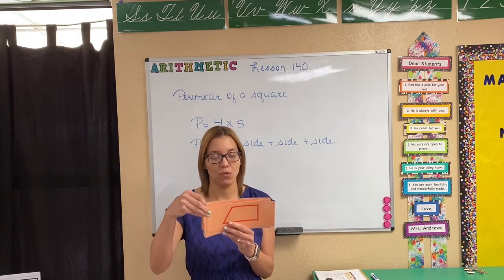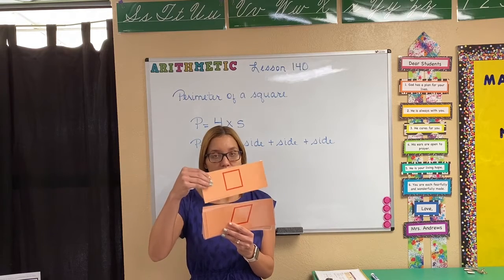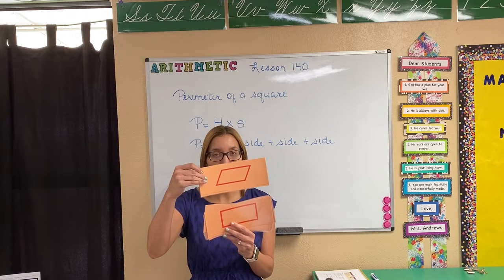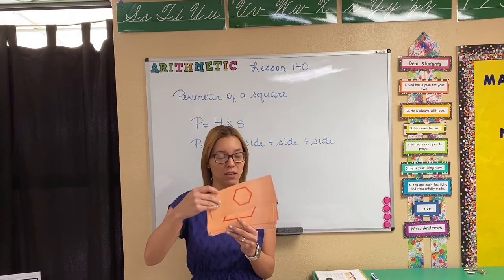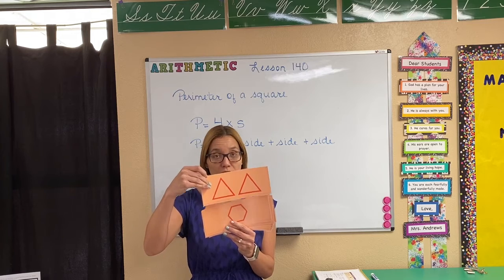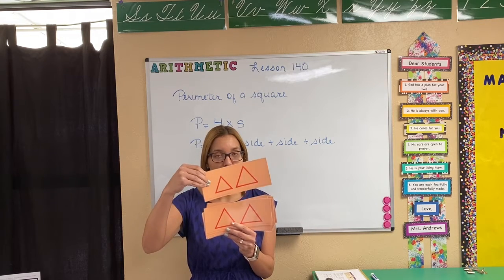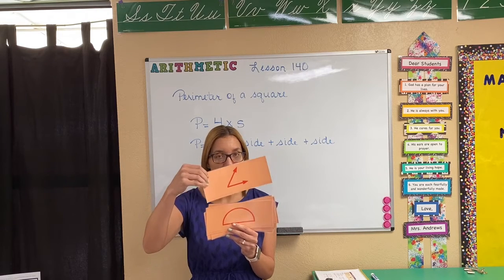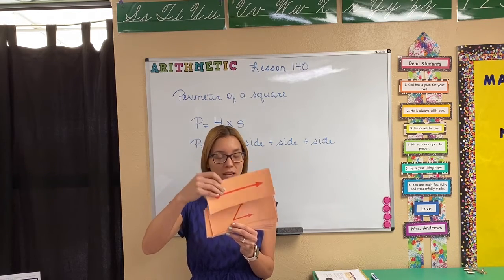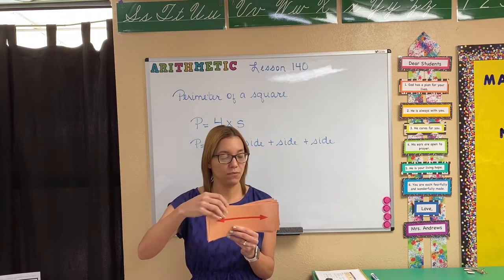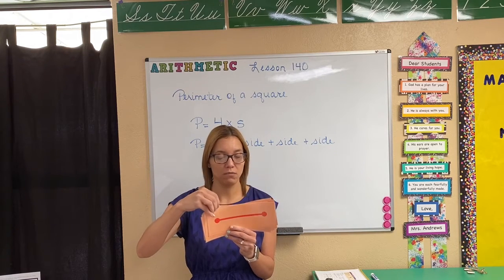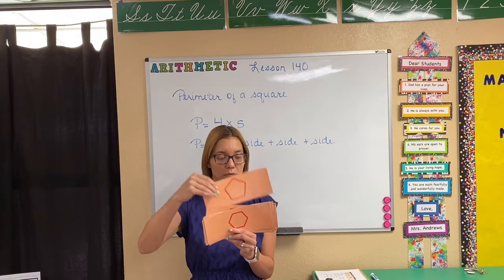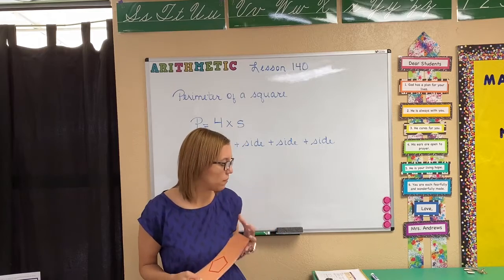Trapezoid, rhombus, square, rectangle, parallelogram, polygon, congruent triangles, similar triangles, simple closed curve, angle, ray, line, line segment, point, hexagon, pentagon. Good job.